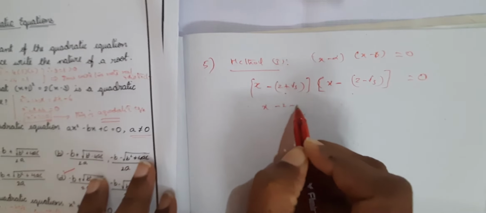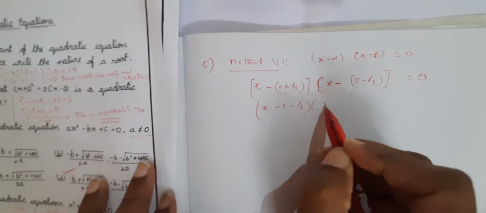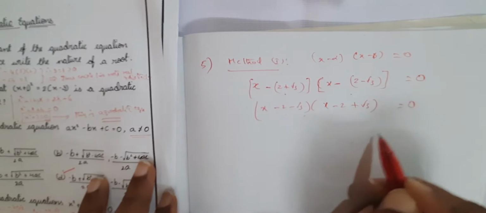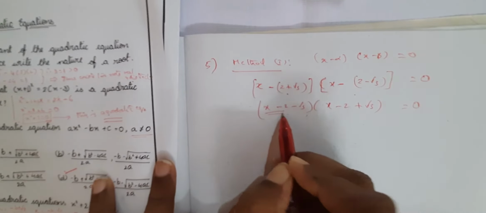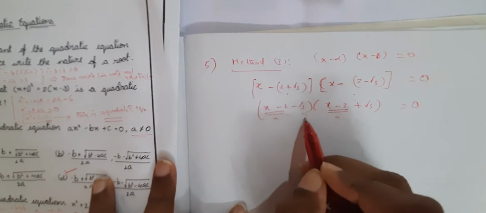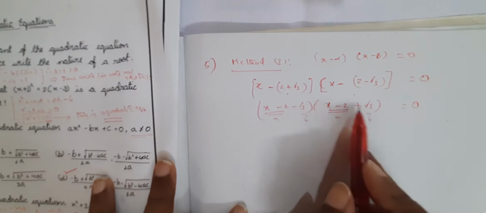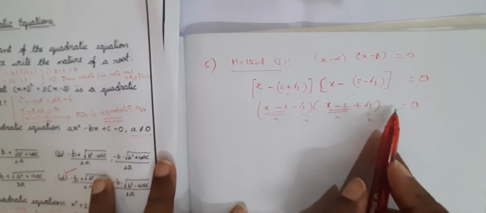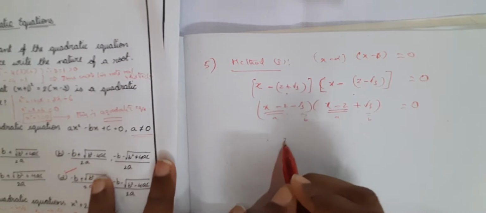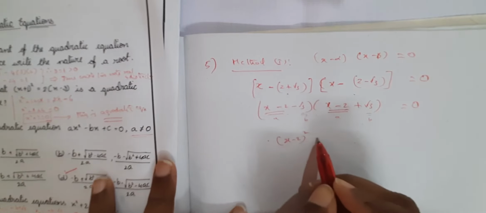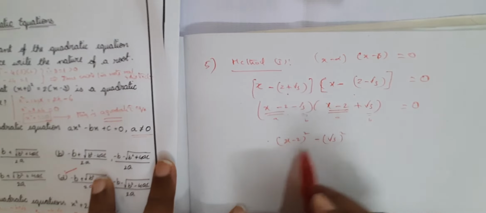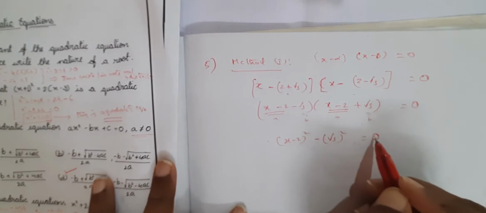So x minus 2 minus root 3 into x minus 2 plus root 3 is equal to 0. And if you observe, x minus 2 is common in both. So if I take this as a, this as a and this as b, so it is in the form of a minus b into a plus b. Right, so therefore I will substitute a minus b into a plus b is a square minus b square. That is x minus 2 whole square minus b square, root 3 whole square, is equal to 0.